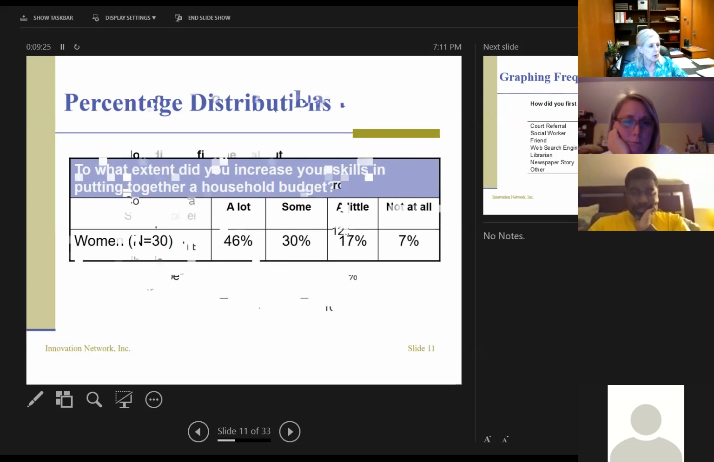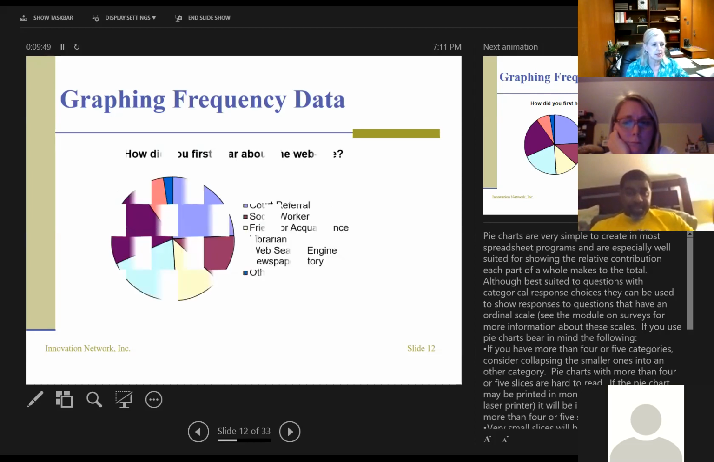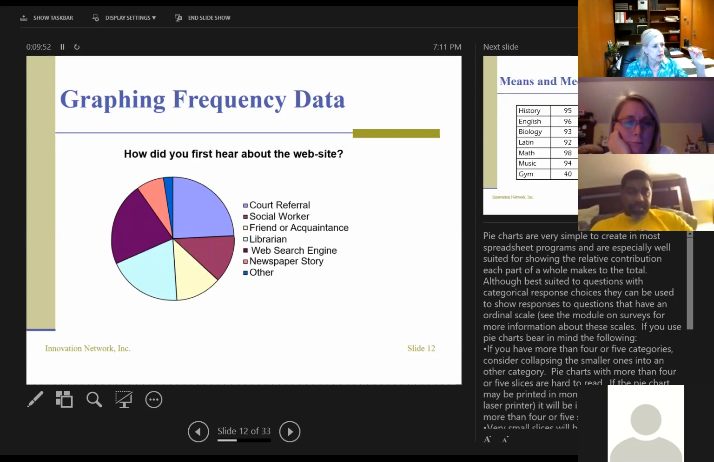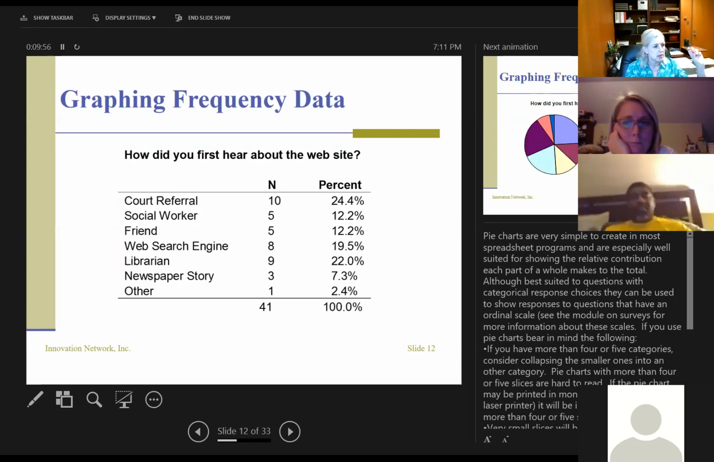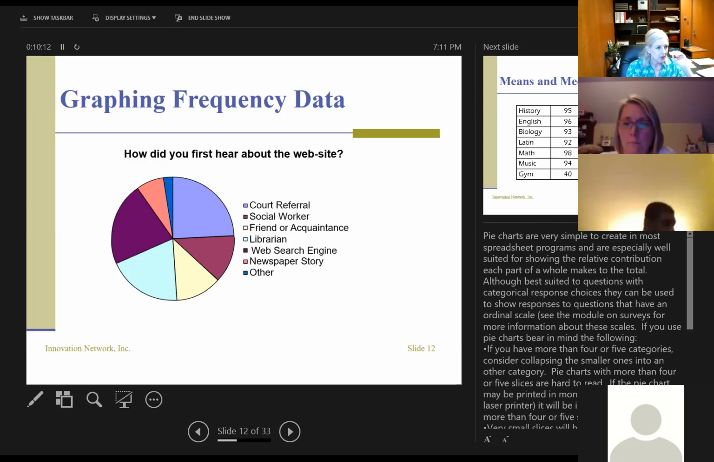So here's another example of how you would graph this. Again, here is the question, and here are the numbers. We had 41 respondents. 10 of them heard about the website through a court referral, or 24.4%. So then I can represent that graphically. Probably the easiest thing to do is to have a pie chart, and you can see how this is broken down. Again, 24.4% had a court referral, and you'll notice that's kind of the purplish color, I guess, the lavender, okay? Now, personally, if I were going to do this pie graph, I would actually put the percentages on the graph so you could tell what they are, but in this case, they didn't, okay?